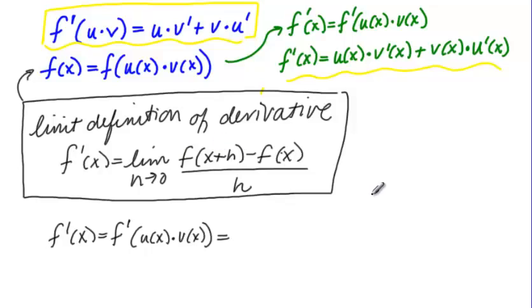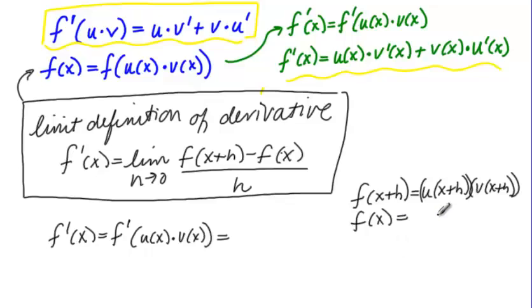All right, so f of x plus h, if everything's written in terms of u and v, u times v is going to be u of x plus h times v of x plus h. And f of x is just plain old f of x, which is u of x times v of x.